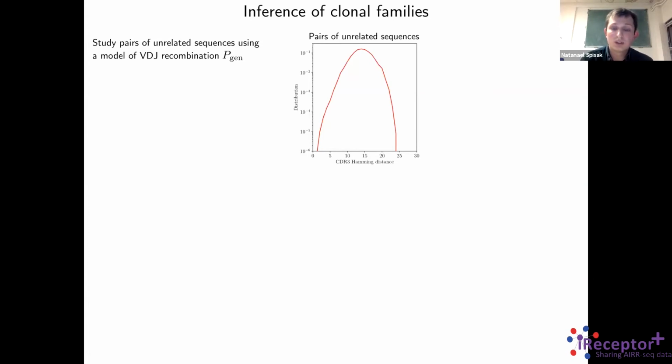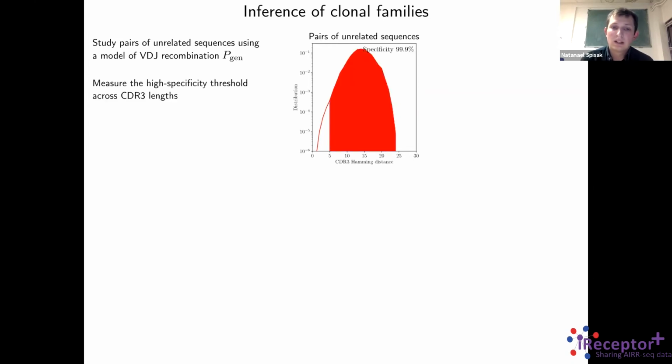using the model of recombination. And so we generate sequences from the model of recombination. And this way we can obtain very many pairs of unrelated sequences. And so here we have the second peak only, since none of the sequences are actually related. And the model allows us to estimate this distribution very accurately. And in particular, we can measure at which threshold of Hamming distance we should cluster the sequences together to achieve high specificity.